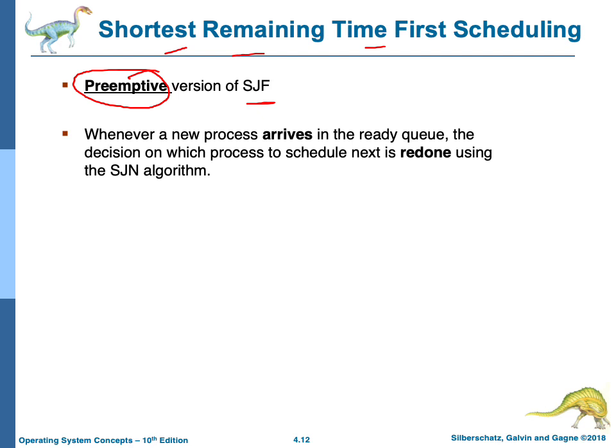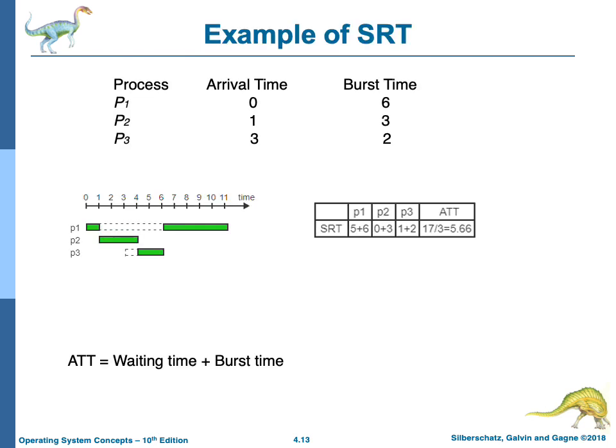Right? So the algorithm will make a decision whenever a new process arrives to the ready queue. It will actually compare their remaining times, right? How long each process still has to run, and pick the shortest one. So let's take an example. Again, I have these three processes. This is their arrival time, and this is the corresponding burst time. So this is my queue. Initially, at time 0, I only have P1, right? And then at time 1, I have P2, and then at time 3, I have P3.